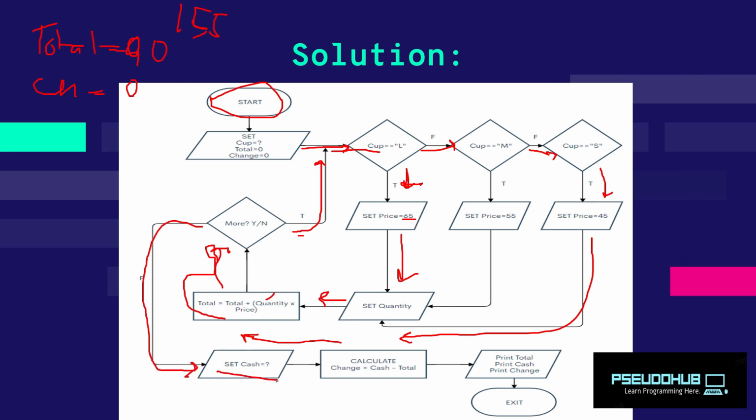Set cash. Pila man imong kwarta diri, nagbayad siya og, let's say for example 160. So next, calculate the change. So cash is 160 minus the total which is 155. So that means ang change karon is 5 pesos. So i-print dayon, i-print ang total which is 155, i-print ang cash which is 160, i-print ang change which is 5 pesos. So nakuha na ang gusto ni client.